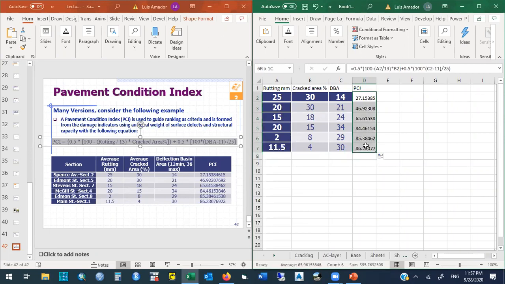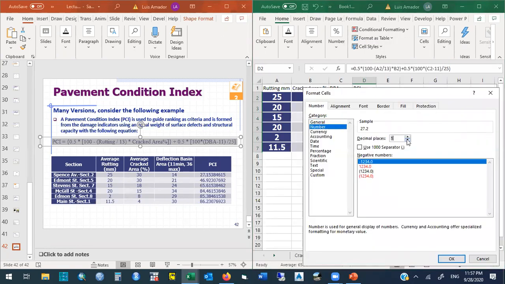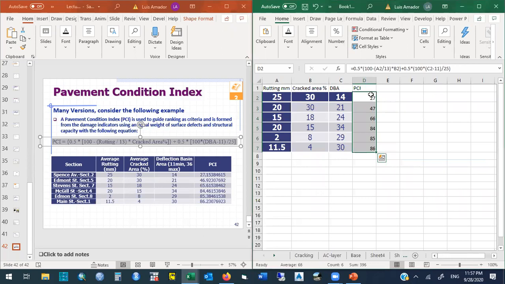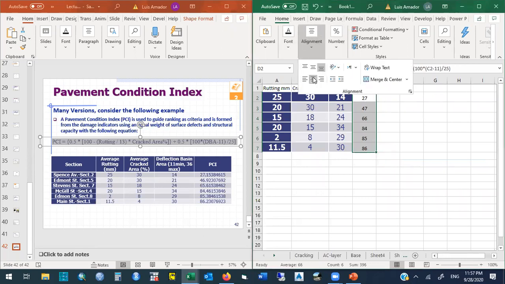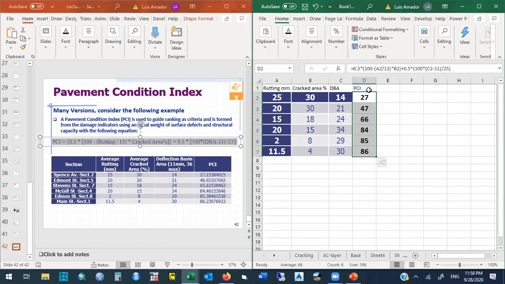So we will say the higher the value, the better the condition of the pavement. The lower the value, the worse the condition of the pavement. So you will say 86 is very good. 66 is fair, maybe. 44 is bad or poor. And 27 is very poor, if you wish.